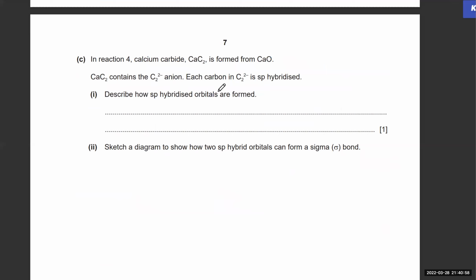This one, describe how sp hybridized orbitals are formed. So sp hybridization happens due to the mixing of one s and one p orbital. Let me explain what hybridization is. Sp hybridization is when carbon forms 2 pi bonds. And this is exactly what they're looking for as well.